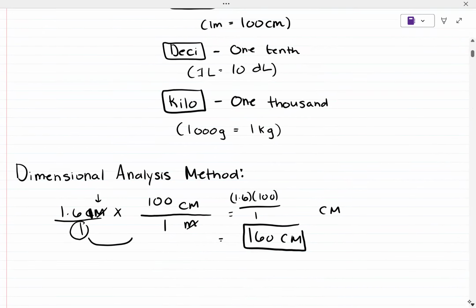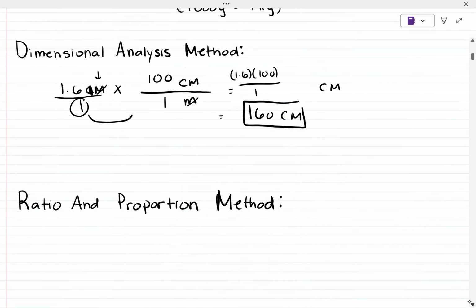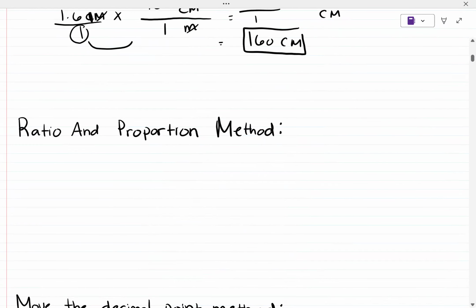Now let's do the other method, ratio and proportion. I actually like this method the best. It's pretty straightforward. How do you set up a ratio and proportion? You set it up as two separate fractions, and you can set it up any way you like. You could put meters on top and centimeters on the bottom, but then that means the right side has to be meters and then centimeters, too. Then you fill in what you have, and fill in your unknown. We should only have one unknown.